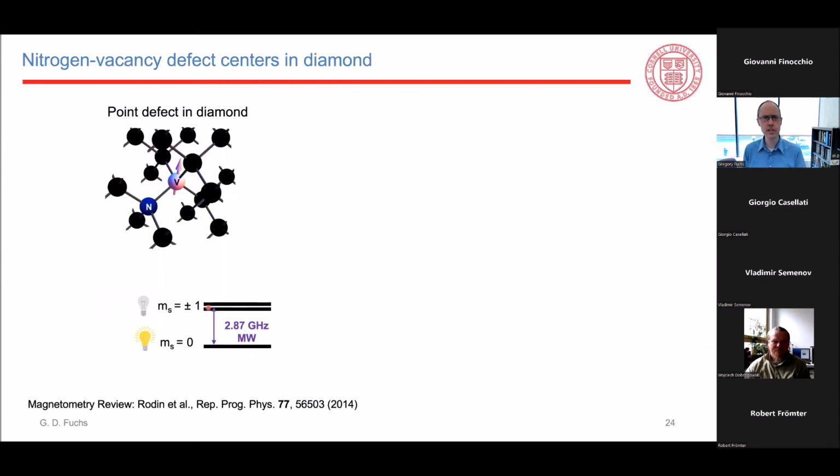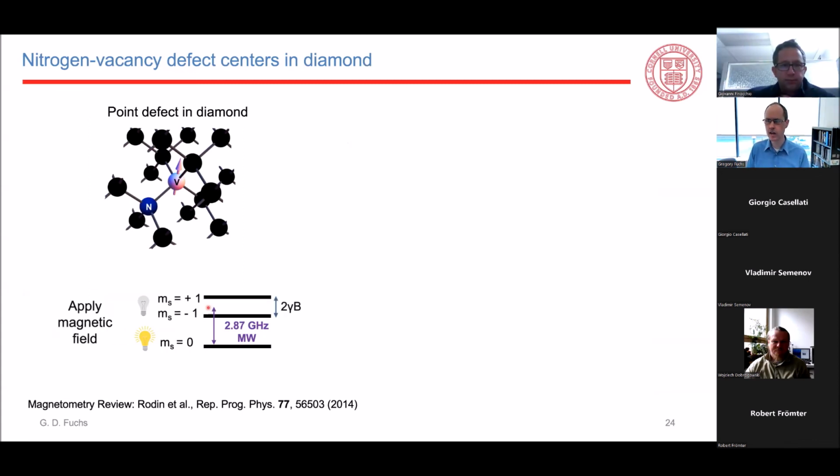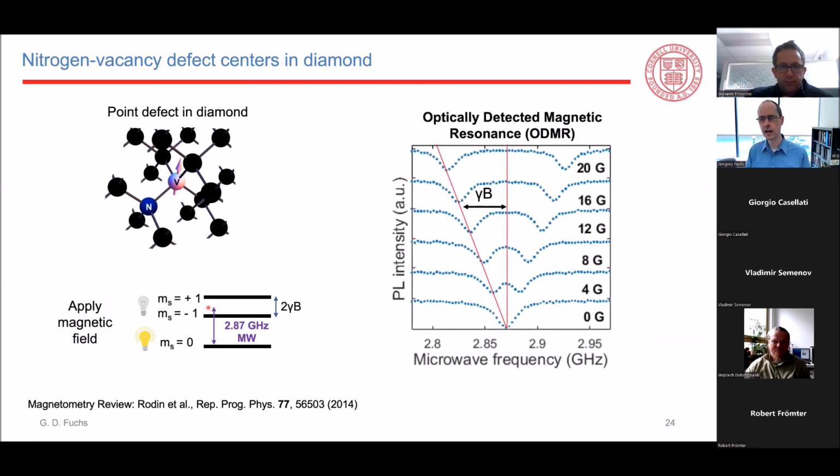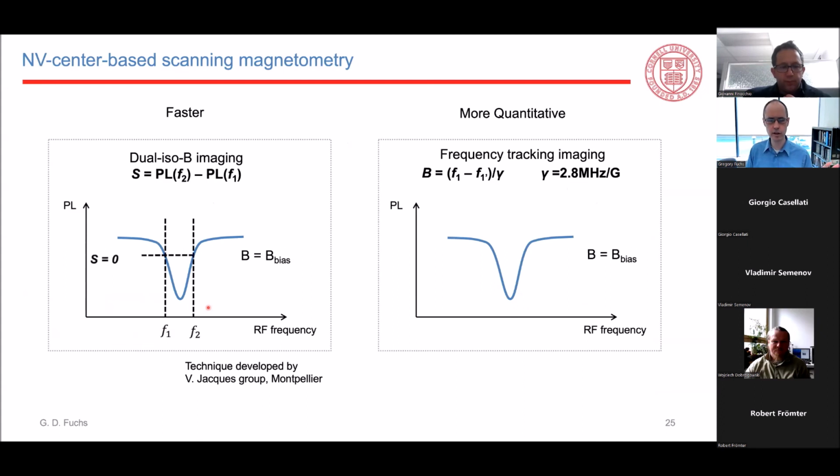Okay, so for those of you that are unaware, the NV center in diamond is a great magnetic sensor because you can read it out optically and it tells you what the magnetic field is. Okay, I'm just going to go past these imaging modes.